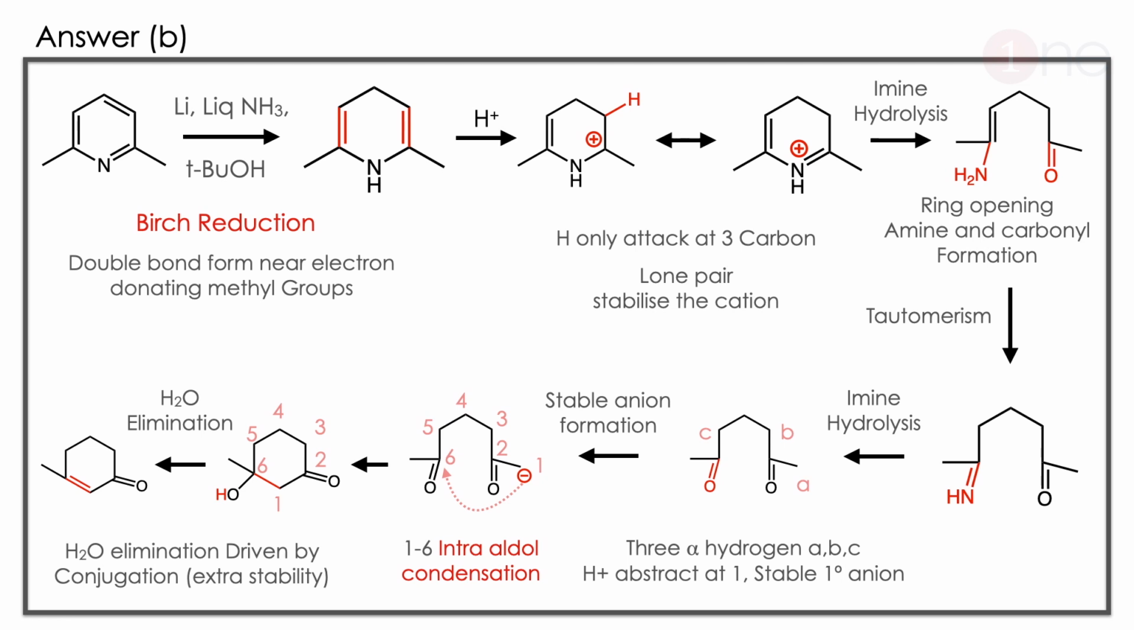Then it will be an intramolecular aldol condensation between the 1st and 6th carbon. Hence a 6-membered system is formed with ketone and alcohol. Again, to gain extra stability, the alcohol will eliminate as water. Here you have to know three things. One is Birch reduction. Second, the attack of the hydrogen electrophile at the third position. Then the intramolecular aldol condensation.